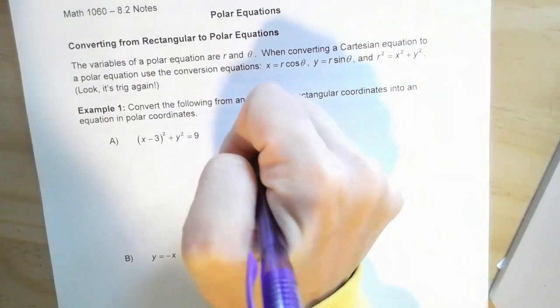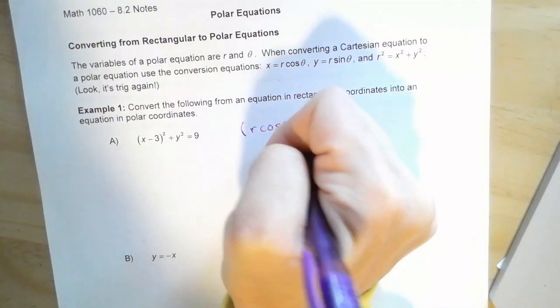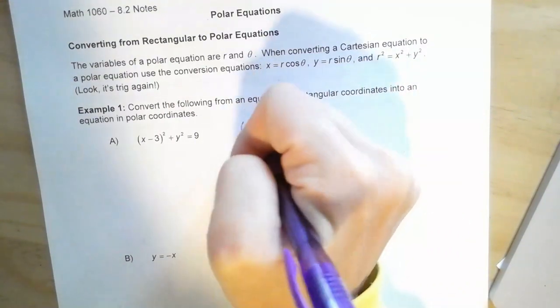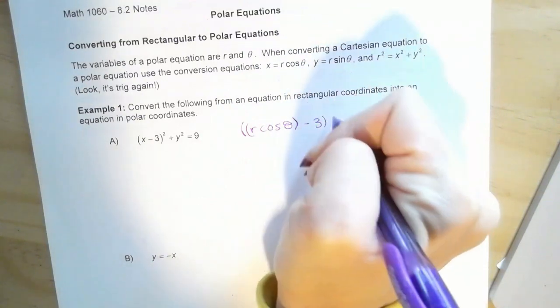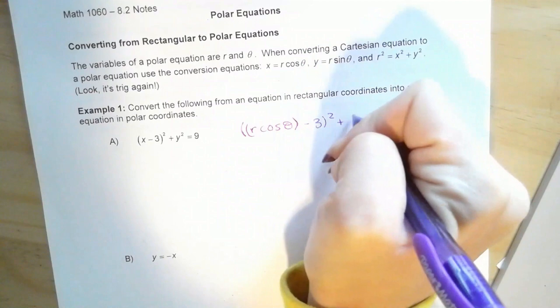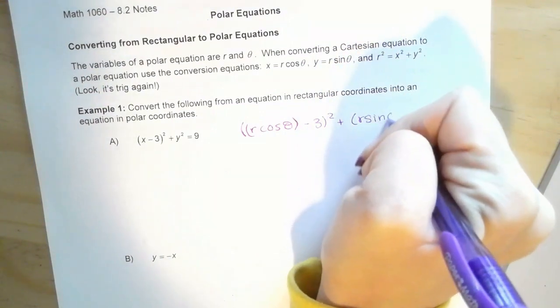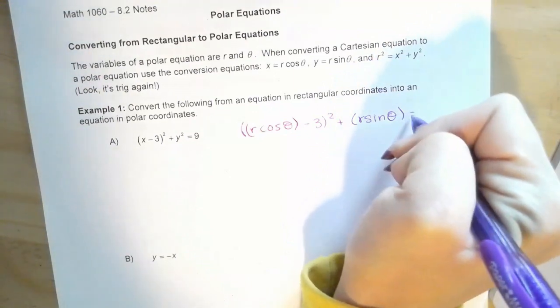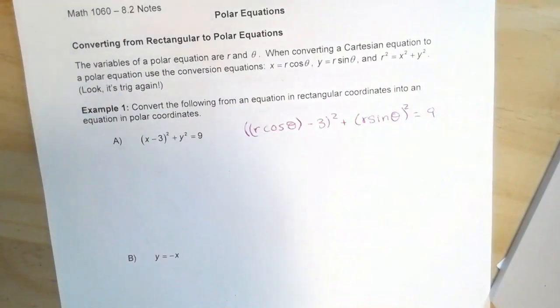I get r cosine theta minus 3 squared plus r sine theta squared equals 9. Now again, the goal in the end of this really is to solve for r and see what we can conclude from there.